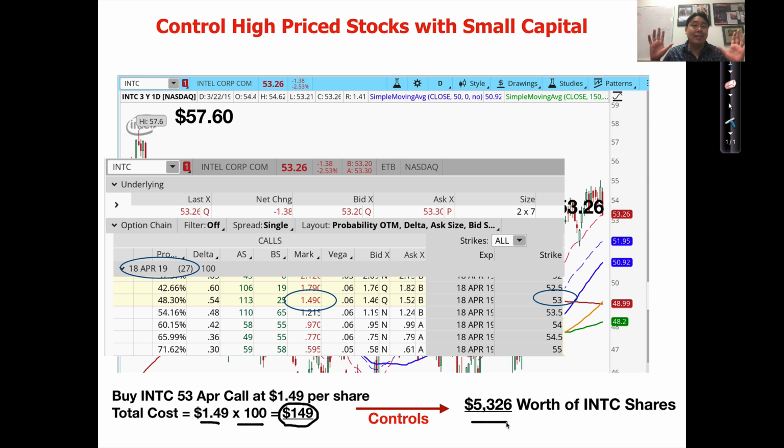So once again, with $149, we control $5,326 worth of Intel shares. And again, if you're wondering, how do we get that figure? It is 53.26, the current price times 100 shares. There you go. And again, with this option, we have locked in the price at $53.